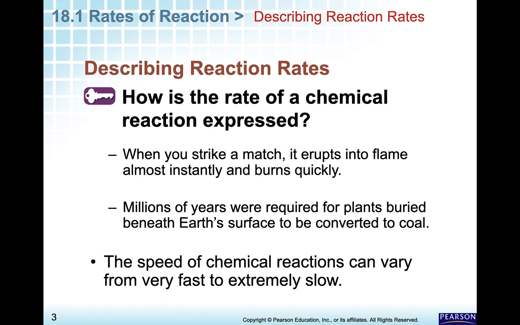So both of those are chemical reactions with hugely different time spans. So we need a way to talk about those times. We need a way to talk about how long it takes the reaction to finish reacting. And so we're going to use the term reaction rate. This tells us the speed of a chemical reaction, how long it takes it to complete. And like I said, this can vary from near instantaneous to millions of years slow.